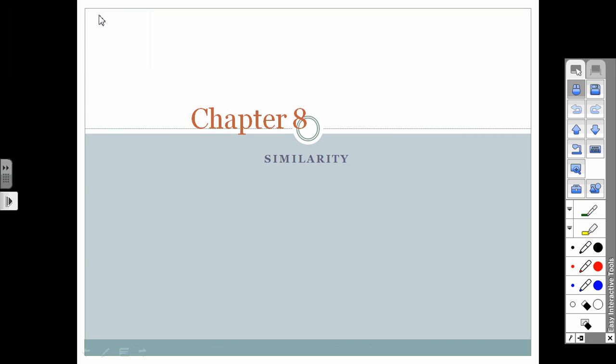Here we are, chapter 8, moving right along. So this chapter that we're going to start off the new year with is all about similarity. And so we're going to be looking at similar figures and, more importantly, similar triangles. The first section that we're going to talk about, section 1, really is just kind of a review of what ratios and proportions are. So this should be pretty nice for you guys.